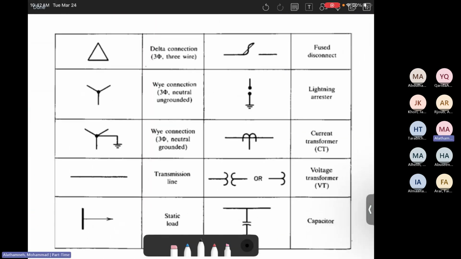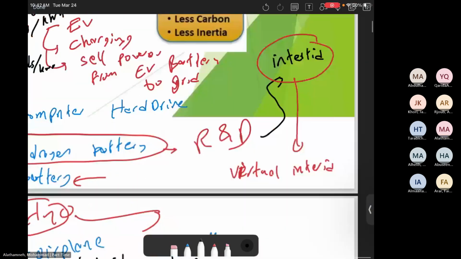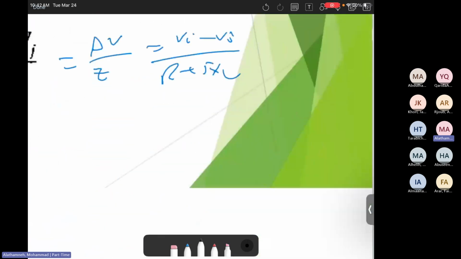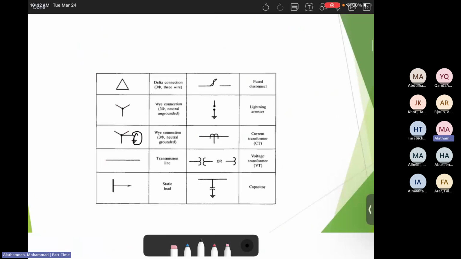The other thing, delta, this is the delta connection symbol for the three wire system as we know. And there is a Y alone without a wire. This makes it Y ungrounded. Then there is another one, Y grounded, like what we see here, grounded and ungrounded. Then the other thing, there's the transmission line. Then there is a load, a static load. Then there is a few disconnected. Then there's a lightning arrestor to protect from lightning strikes.